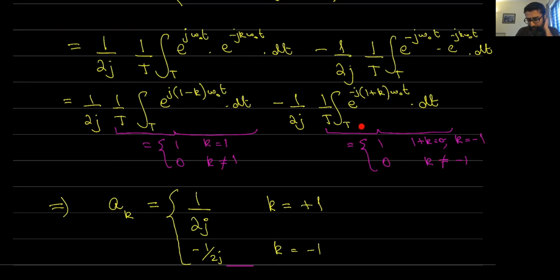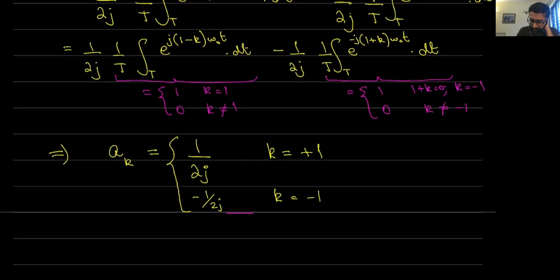And our conclusion, therefore, is that ak equals 1 upon 2j when k equals plus 1, ak equals minus 1 upon 2j when k equals minus 1, and is 0 otherwise. And that's our conclusion. And this is exactly the same result that we had earlier.